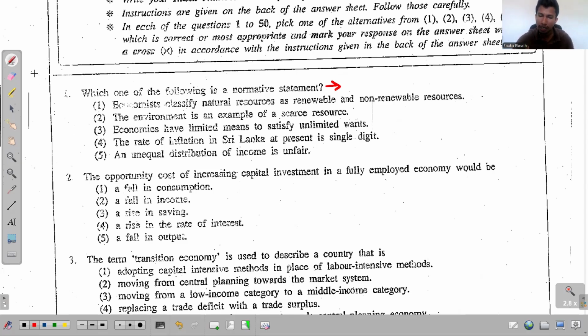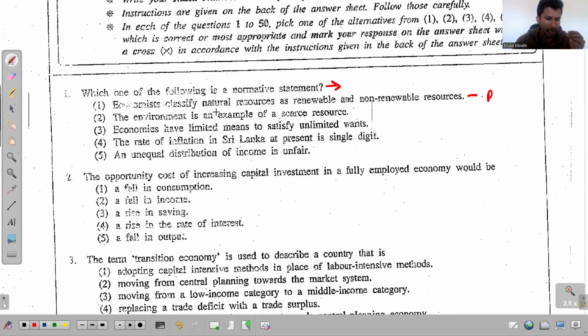If not, we will try to recognize the statement which answers the question of what should happen or what should exist in the society. The first one: economies classify natural resources as renewable and non-renewable resources. This we can recognize as a fact. We can check easily whether this given statement is true or false. Such statements we recognize as positive statements, not as normative statements.